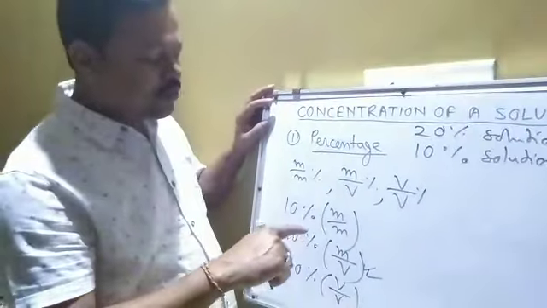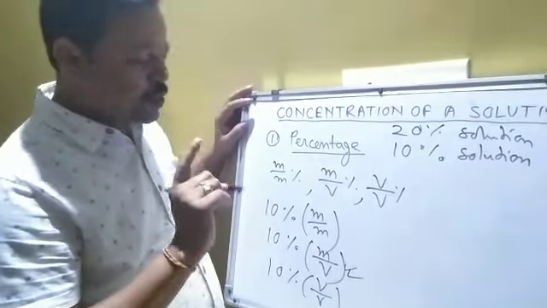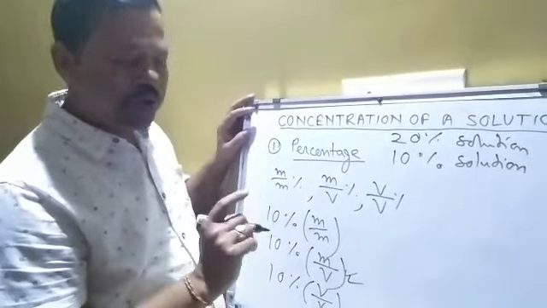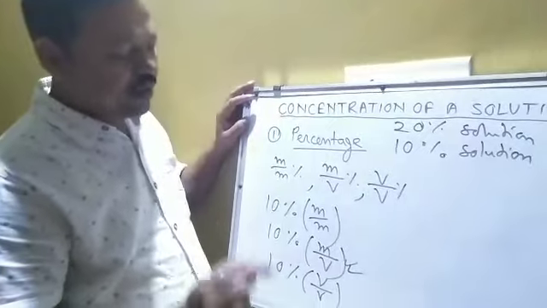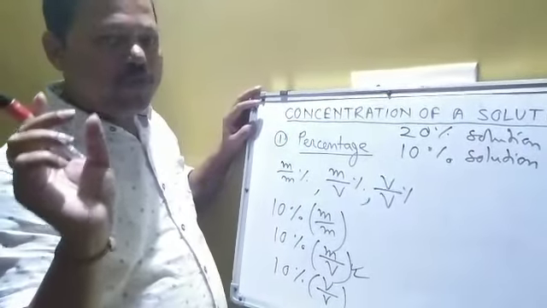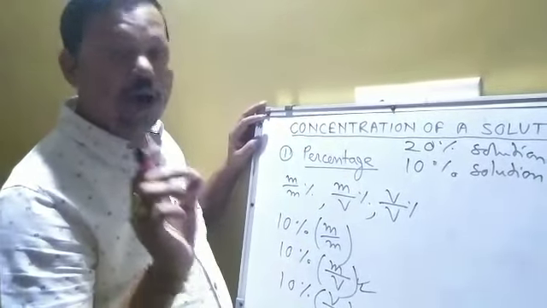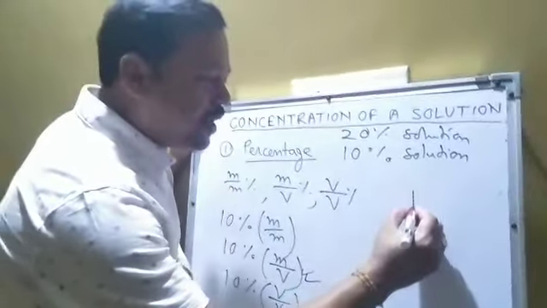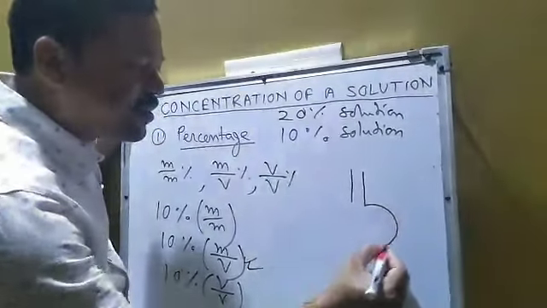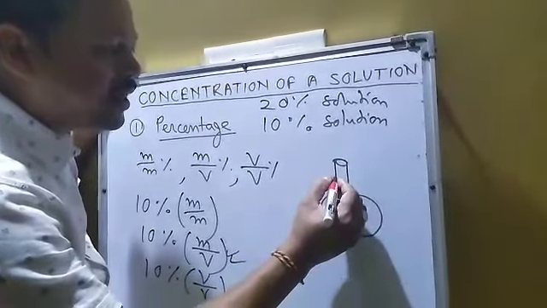Now how to prepare it? For example, you want to prepare a 10% m by v solution, which means 10 gram of solute should be present in 100 ml of solution. That means how much amount of solvent, I mean water, do you have to take? 10 gram solute, but how much water do you have to take? To do this in the laboratory, you will get this type of volumetric flask, and on the volumetric flask you will get a mark here.